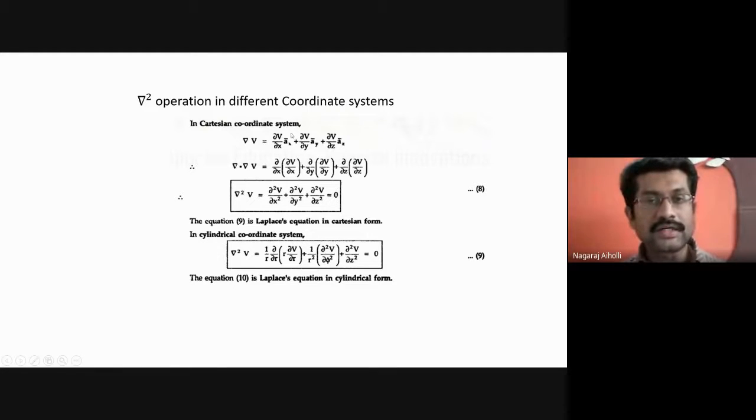In the Cartesian coordinate system, del V. What is del V, students? That is dou V by dou x ax bar plus dou V by dou y ay bar plus dou V by dou z az bar. This is del V. There is no dot operator, remember here. It is simply del V.